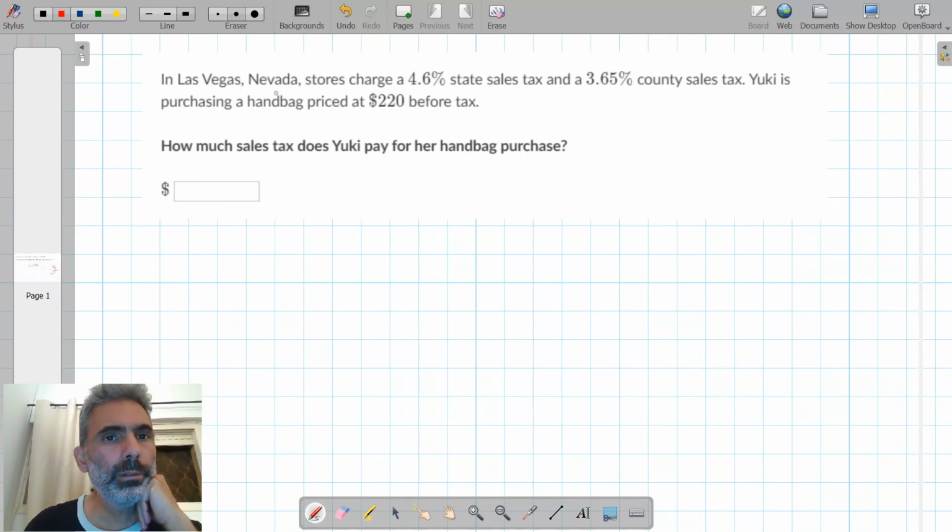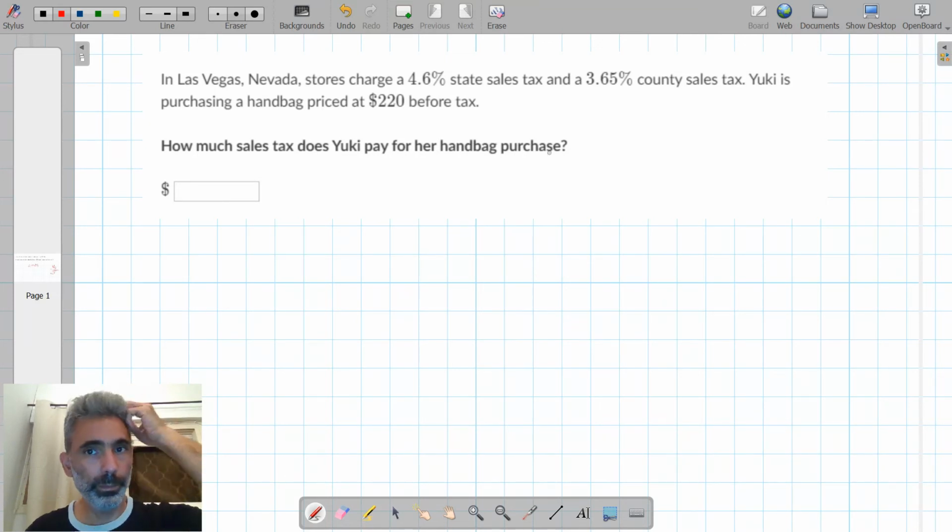In Las Vegas, Nevada, stores charge a 4.6% state sales tax and a 3.65% county sales tax. Yuki is purchasing a handbag priced at $220 before tax. How much sales tax does Yuki pay for her handbag purchase?